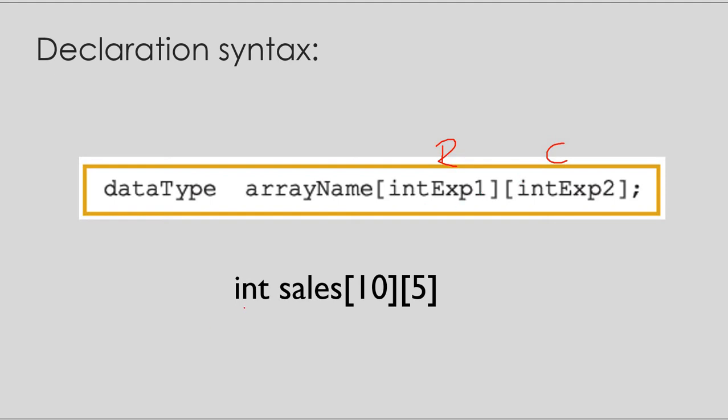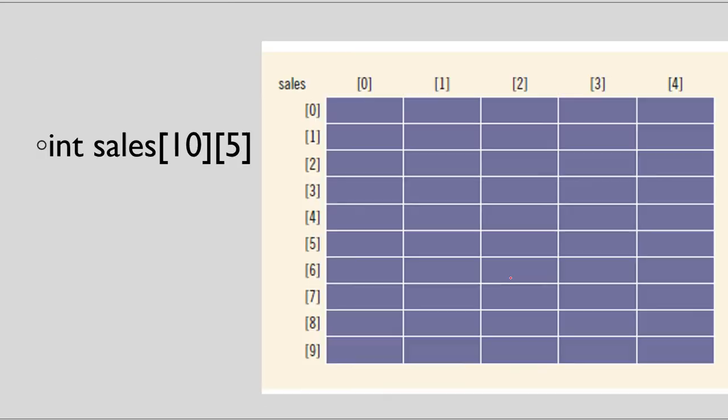Okay, example, you have here int sales, with 10 rows and 5 columns. Since you have 10 rows, meron tayong 0 to 9, so that is 10. Remember na our index number of an array always starts with index 0. This time meron tayong columns, so the size is 5: 0, 1, 2, 3, 4.